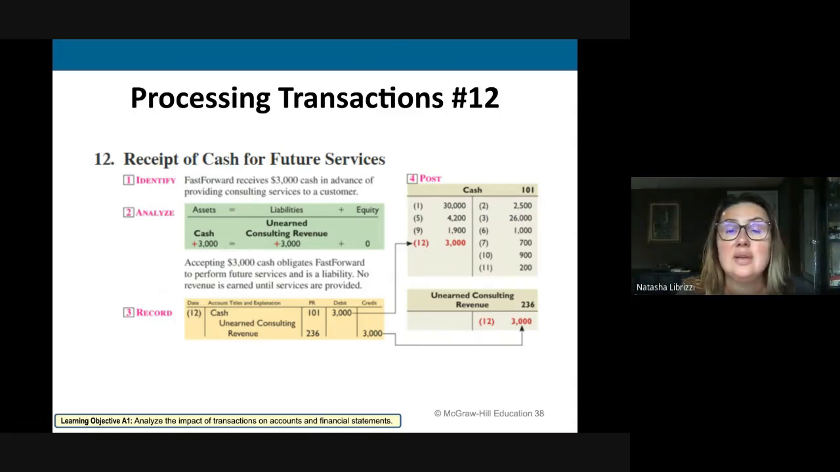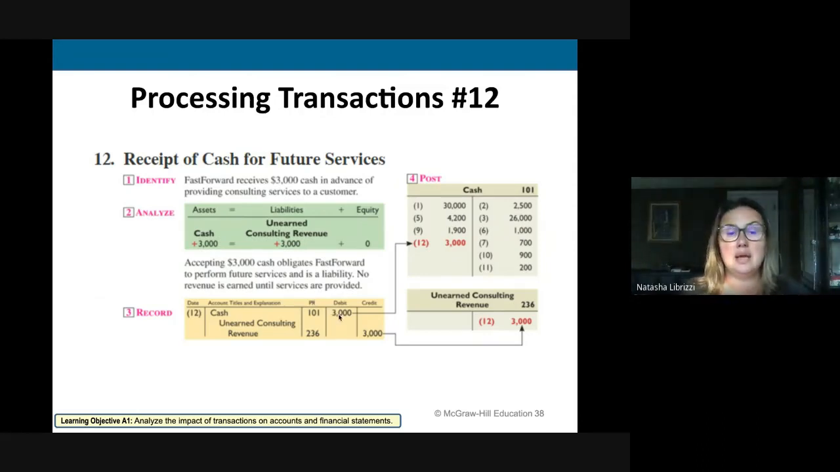So in this case, we have an option to book a liability, and then when we perform the services, we can go back and reduce our liability and recognize the revenue. So we receive $3,000 cash, and under liability, we're going to create an account, unearned consulting revenue. Accepting $3,000 cash, the obligation for Fastforward is to perform future services, and it's a liability, as no revenue is earned until services are provided. They can call and say, we changed our mind, and you have to send the money back.